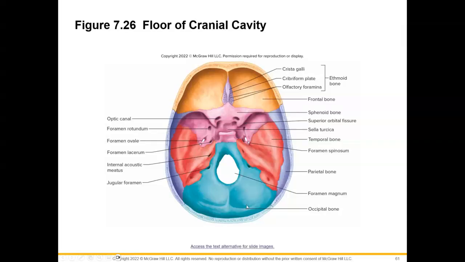Okay, this shows the floor of the cranial cavity. Again, it shows some very important features like the sella turcica where the pituitary gland sits. As you can see, there are lots of different openings that have many different purposes.